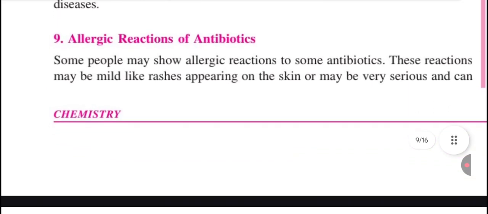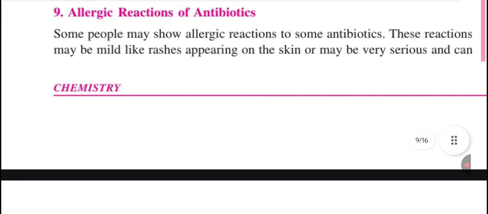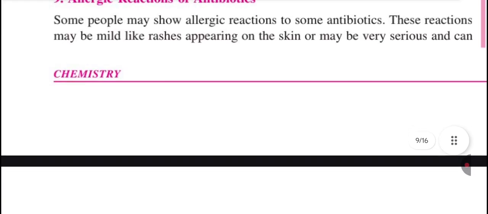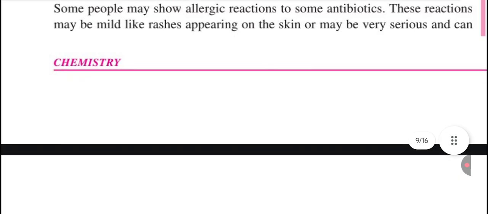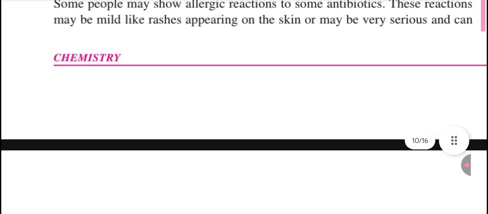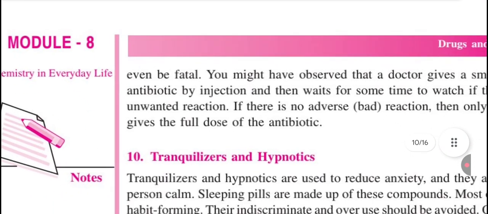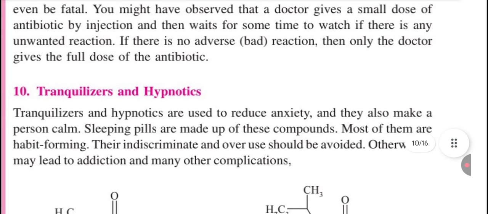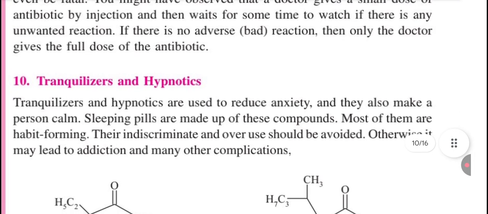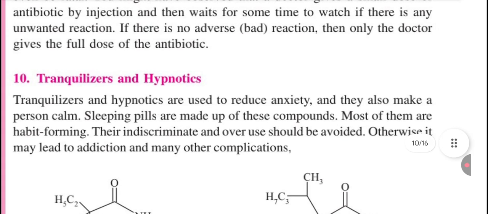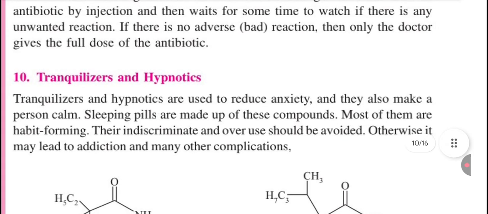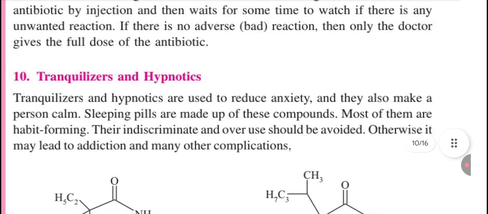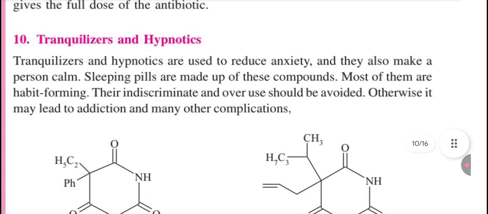Ninth, allergic reactions to antibiotics. Some people may show allergic reactions to some antibiotics. These reactions may be mild, like rashes appearing on the skin, or may be very serious and can even be fatal. You might have observed that a doctor gives a small dose of antibiotic by injection and then waits for some time to watch if there is any unwanted reaction. If there is no adverse, that is bad reaction, then only the doctor gives the full dose of antibiotic.